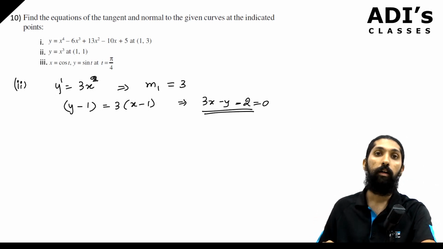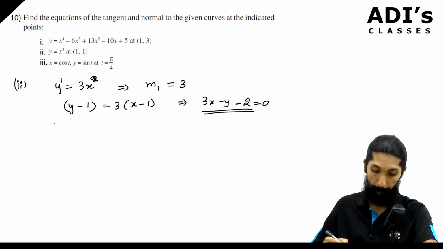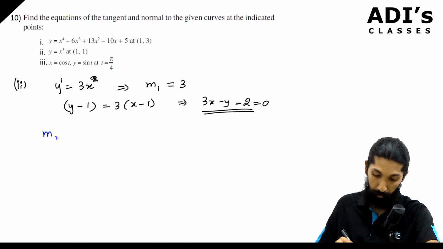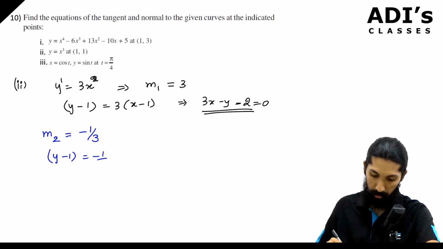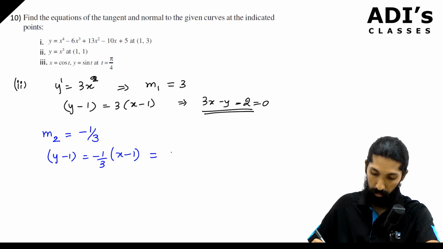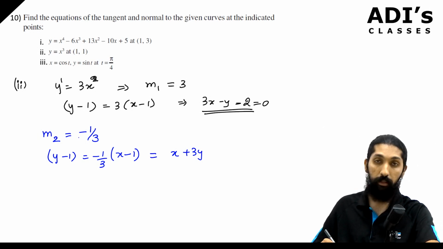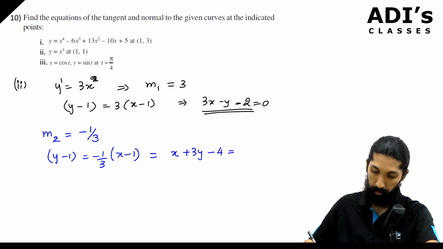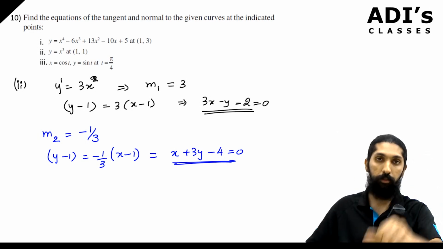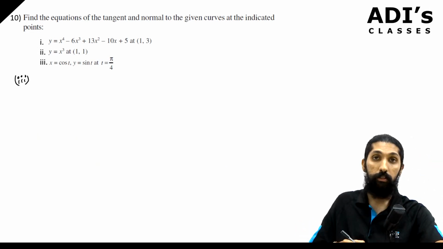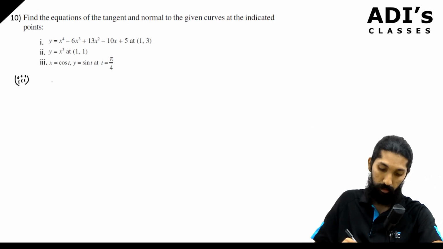For that, let's first find the slope of the normal. So slope of the normal, m2 will be equal to minus 1 by 3, right? So you get y minus y1 is m into (x minus x1). So this is going to become x plus 3y minus 3 and then minus 1, which is going to be minus 4, is 0. See, this is the answer for the second sub-question. Now let's do the third one. Question: first, do dx by dt.